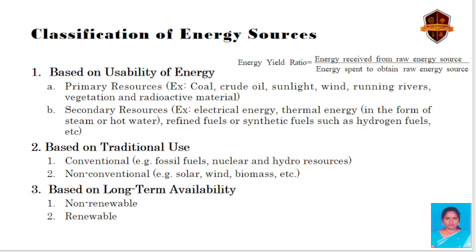Energy yield ratio is defined as the ratio of energy received from a raw energy source to the energy spent to obtain that source. A higher energy yield ratio indicates a better and more efficient energy source. Energy yield ratio helps us evaluate whether an energy source is worth exploiting. If the energy spent in extraction is high compared to energy obtained, the source becomes inefficient. This concept is important in economic and environmental analysis.